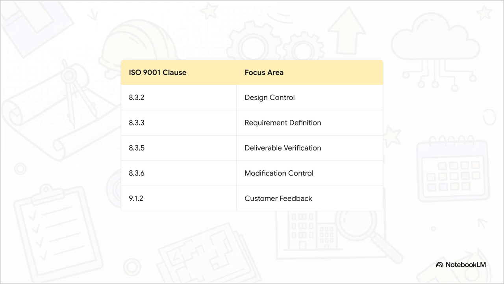Just look at how these specific clauses map directly to daily management. Clause 8.3.2, for example, mandates strict design control and verification. Clause 8.3.6 demands rigorous modification control before any changes are pushed through. This forces evidence-based decision-making. You're using real structural analysis data to back up your design choices, which naturally promotes risk-based thinking. Add in regular internal audits, and your team is continuously minimizing those costly errors and omissions.